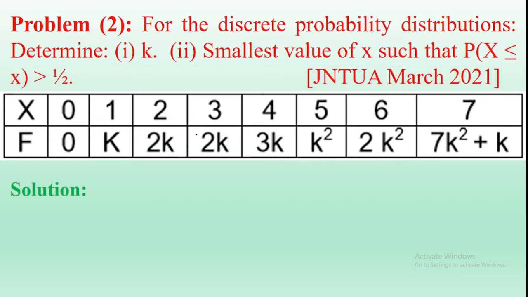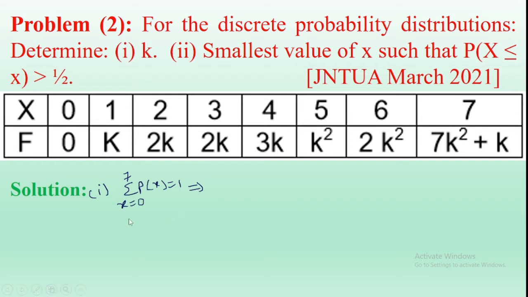So coming to the solution, first find out the value of k. Given that the values of x are 0 to 7 and their corresponding probability values, and this capital F is the distribution function. From the definition, the distribution function is the probability of X less than or equal to x. Therefore, we know that the sum over x from 0 to 7 of the probability of x is equal to 1. Sum of all the probabilities is equal to 1.